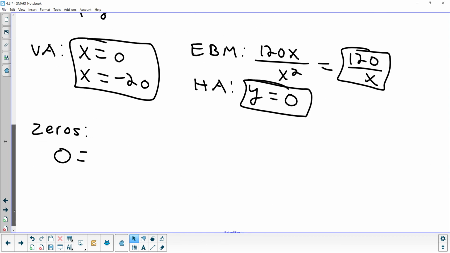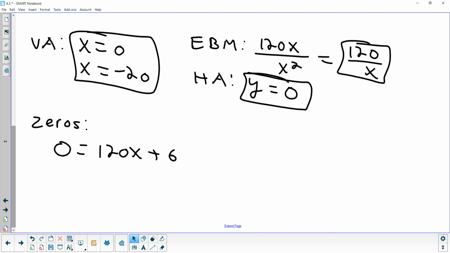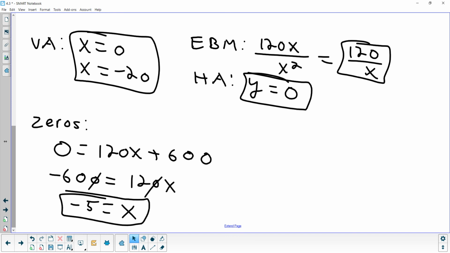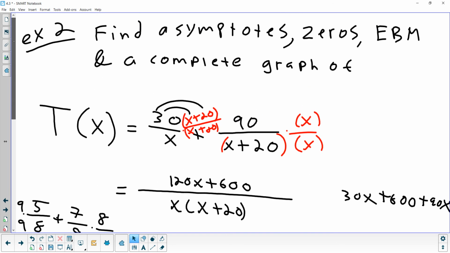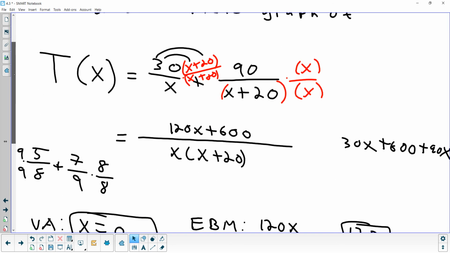So 120x plus 600. And what's that going to be? So we bring that over, and what do I get for my root in this case? -5. Yep, -5. Again, not sure what that means in terms of a word problem with negative speed. It doesn't really mean anything, but that is the root. And EBM we already did, and a complete graph.